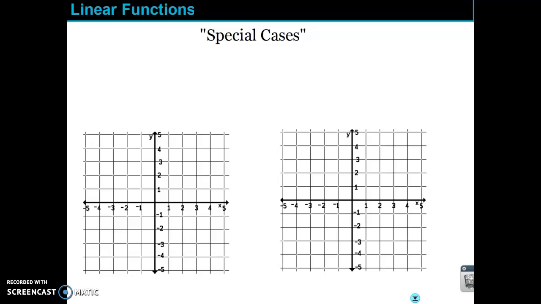Remember, we did have some special cases. Some people often confuse the two here. A special case, instead of y equals mx plus b, where we usually have an x and a y variable, a special case would just be an x equals a constant or a y equals a constant. So those are going to be important to remember. We'll see them a lot coming up.